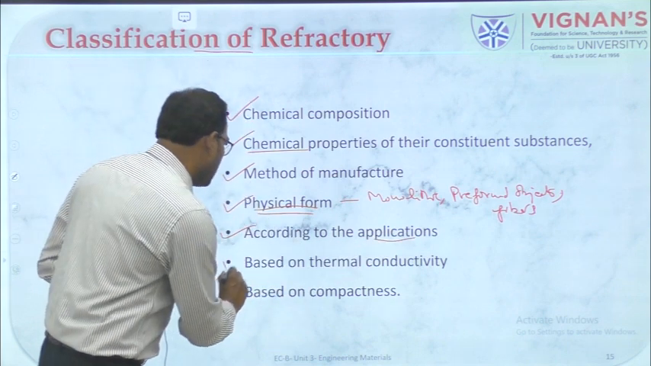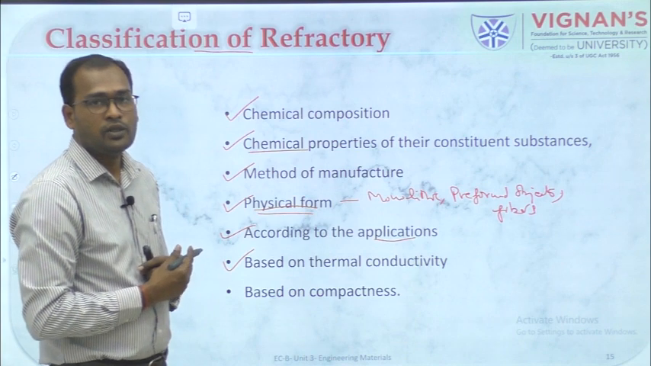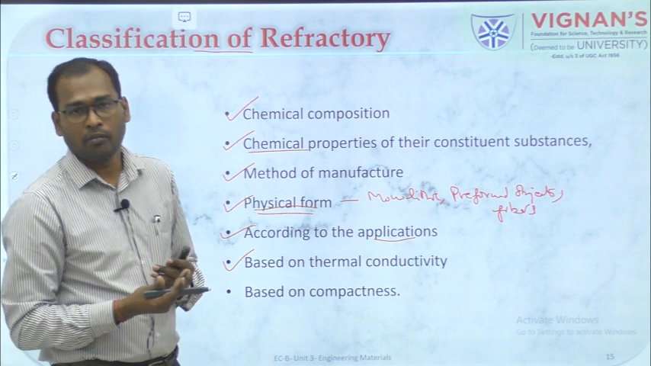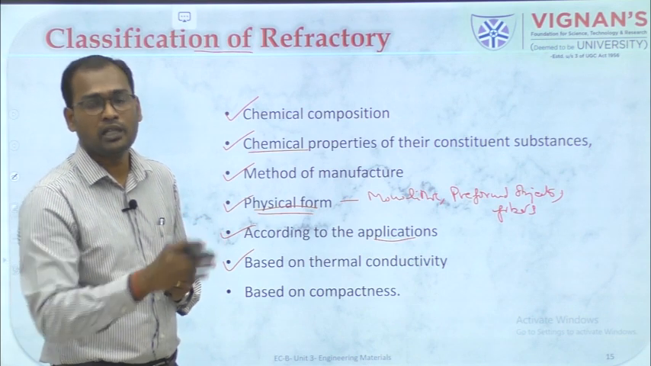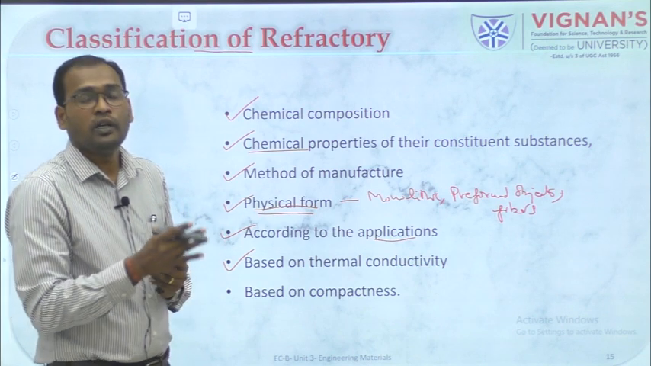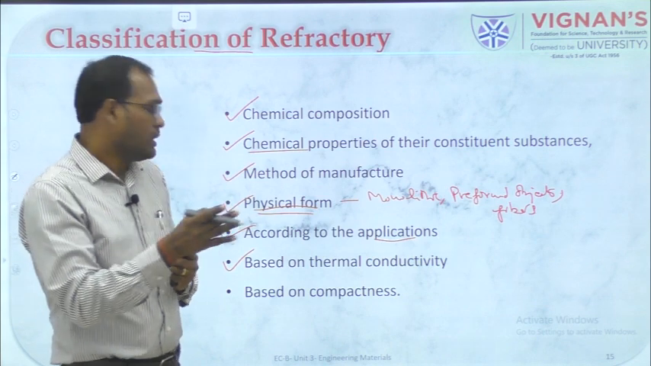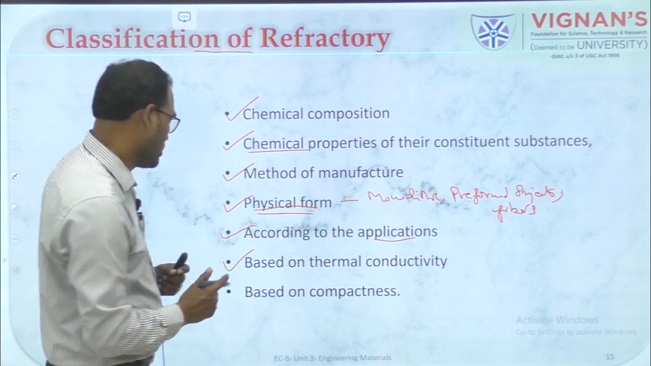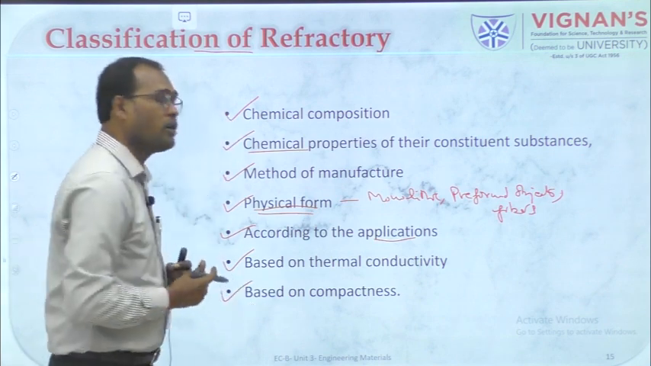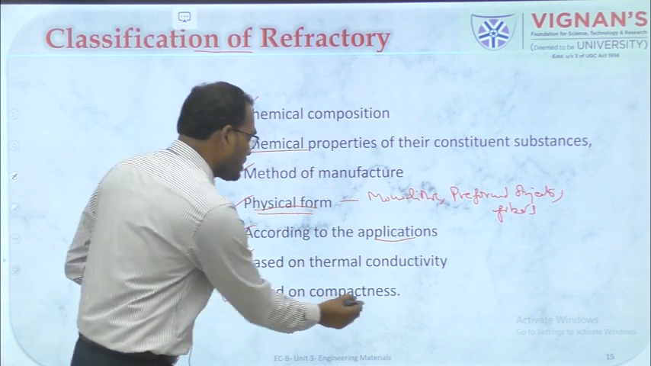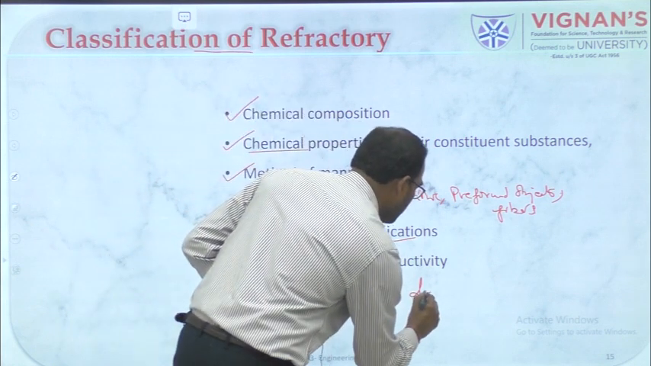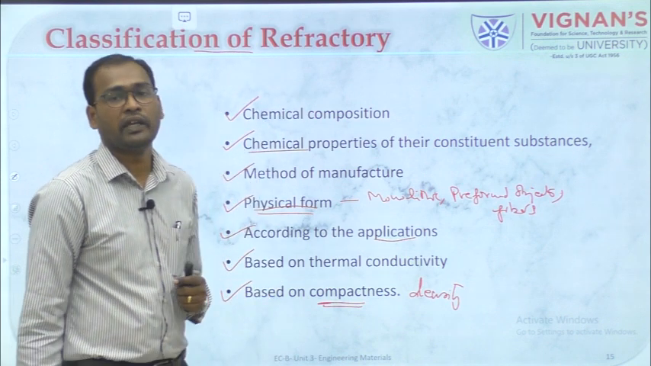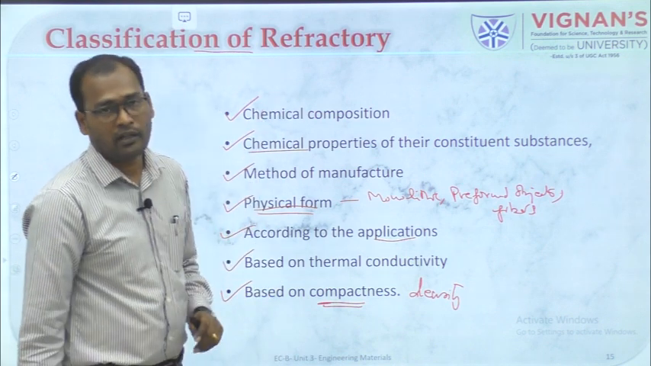And based on the thermal conductivity, right, the material whatever you are going to use has a different conducting property. So depending on the usage or the application, you can choose which type of electrical conductivity you require. We can classify based on that also. And the last one is based on compactness. This compactness is nothing but your density, right? Based on the density also we can classify refractory materials.